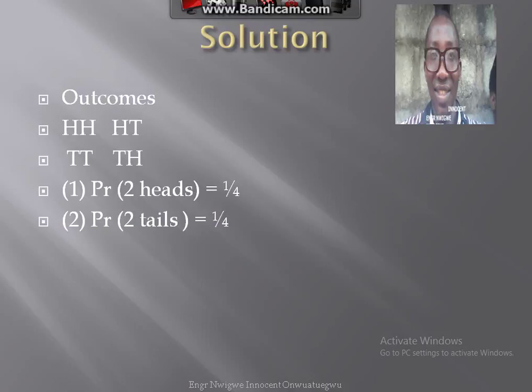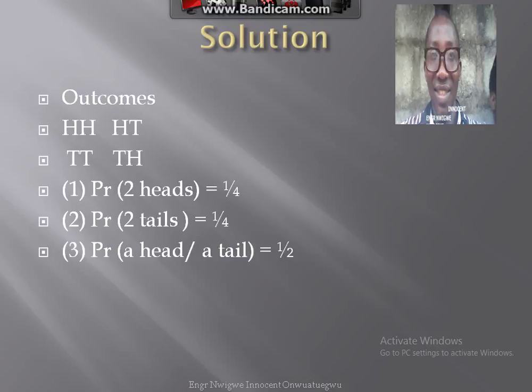2. The probability for 2 tails at the same place: we have 2 tails appearing only once out of the 4 outcomes. So we have the number of outcomes, which is 1, over the total number of outcomes, which is 4. We have 1 over 4.